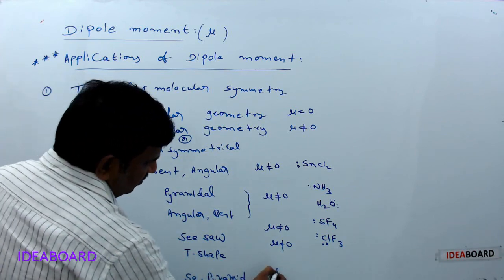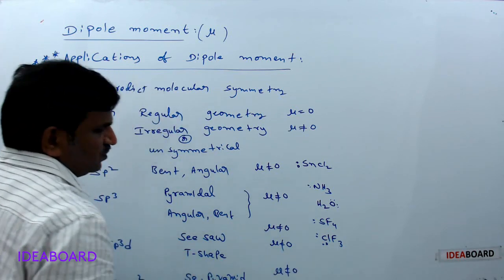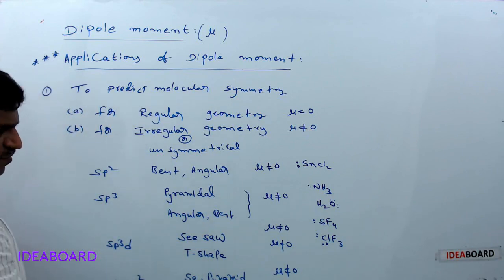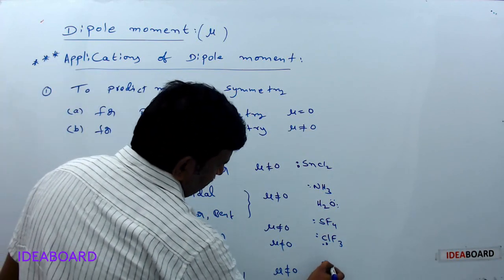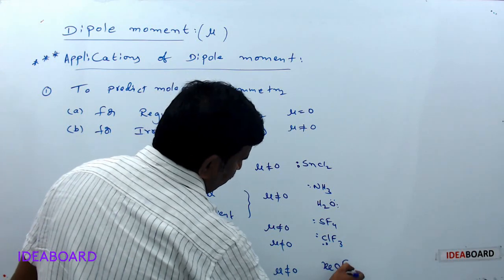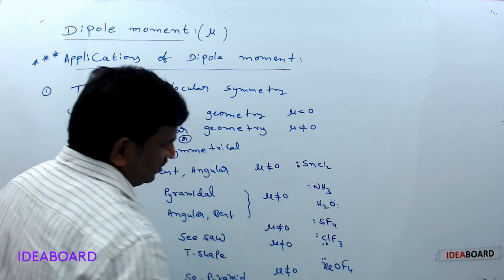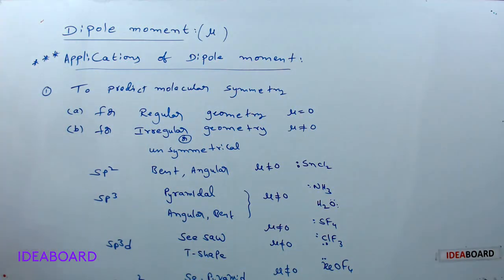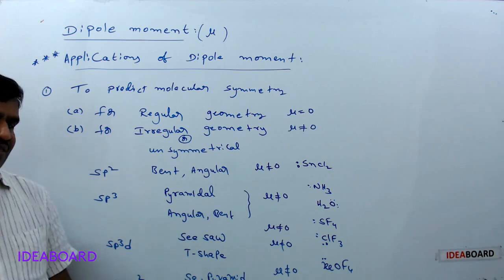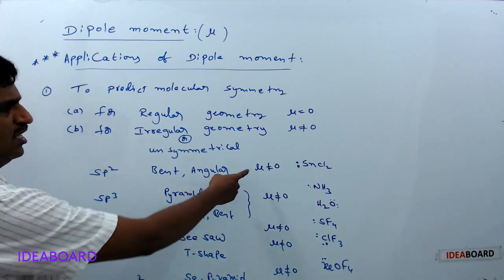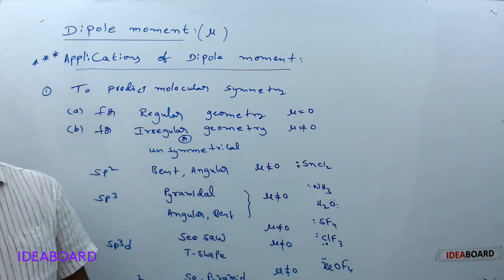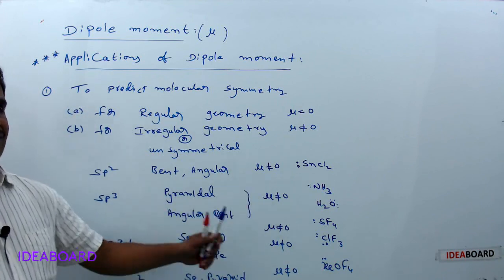Okay, and for sp3d2 hybridization, if it has square pyramidal shape, then the dipole moment is not equal to 0. Here example for this is XeOF4. That xenon has one lone pair on it. So generally we can say that if there are one or more lone pairs, then their dipole moment is not equal to 0.